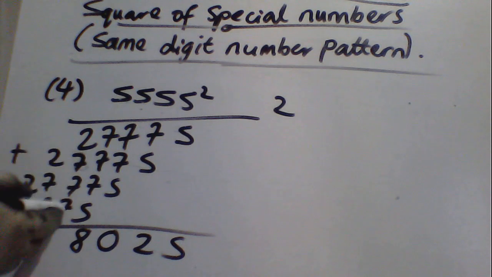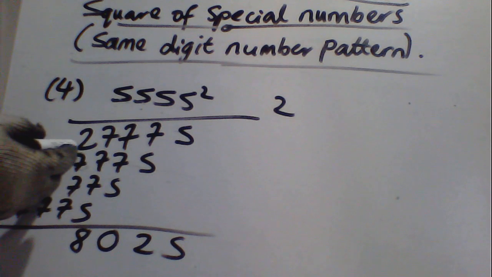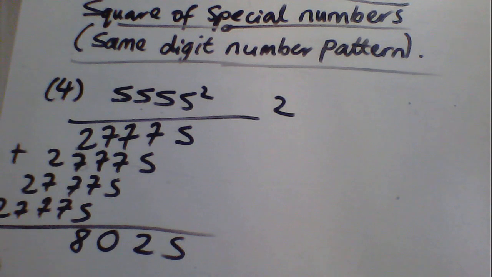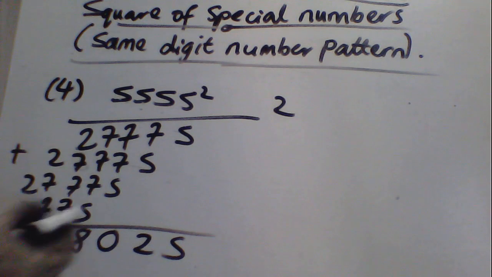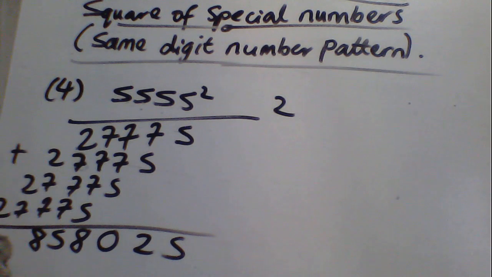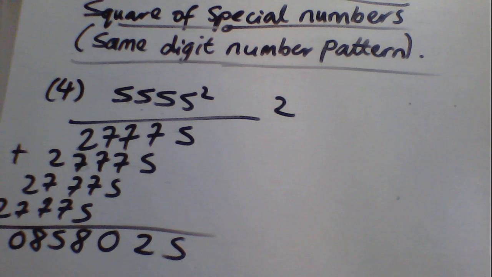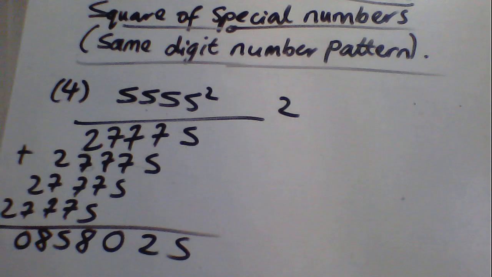So this will give us 21 plus 2, 23 plus 2, 25. So I write 5 and carry 2. This will give us 14 plus 2, 16 plus 2, 18. Carry 1, put it here. 3 plus 7 gives us 10. I write 0, carry 1. So finally 2 plus 1 will give us 3. And that is the answer.